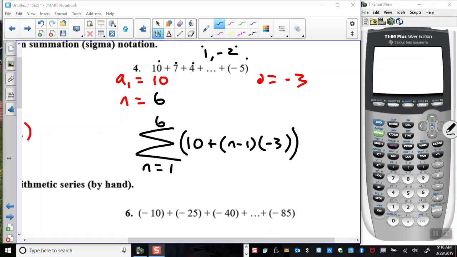The trick with this one is that you have to find n. You can tell that d equals -3, so you just fill in the blanks here. It would go from 4 to 1 to -2 to -5. So you count all the terms, you get 6 terms, so n equals 6.